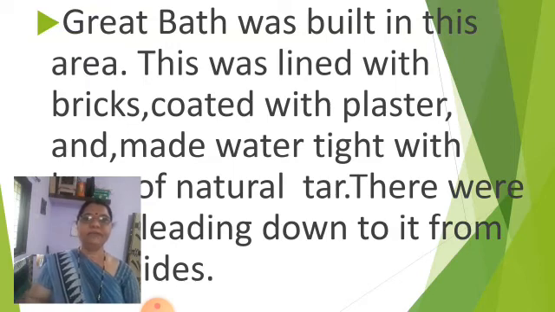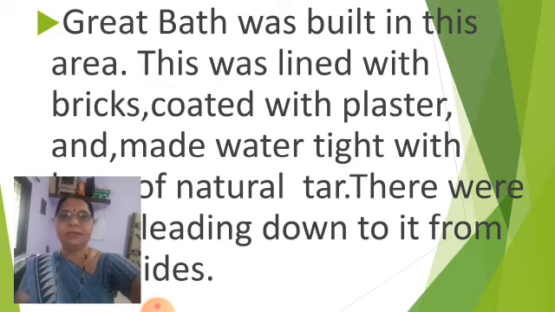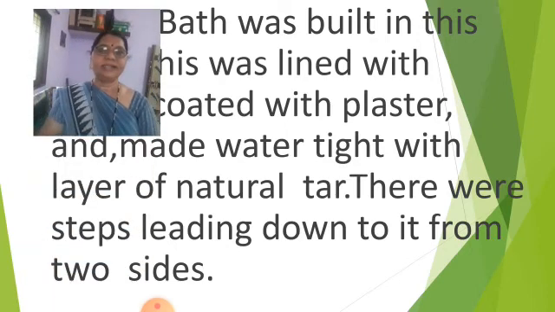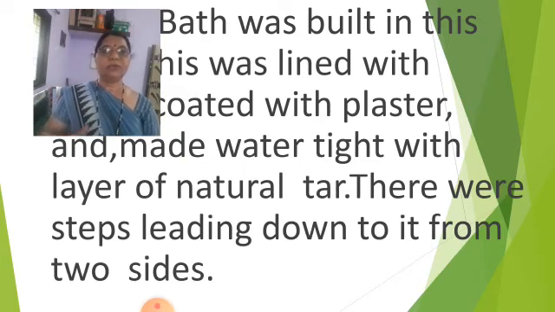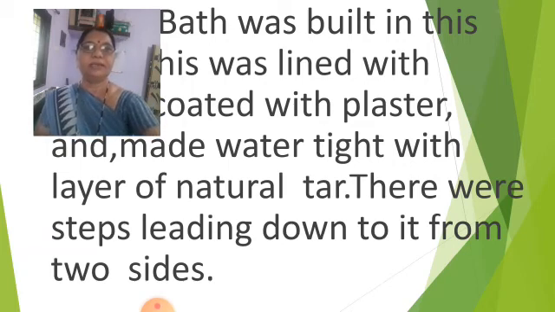This was lined with bricks, coated with plaster, and made watertight with a layer of natural tar. Natural tar means dabar. Ancient times means 4700 years ago, these people were using tar. They were also doing plaster, and they were using the Great Bath. There were steps leading down to it from two sides, and they went to take a bath in it.